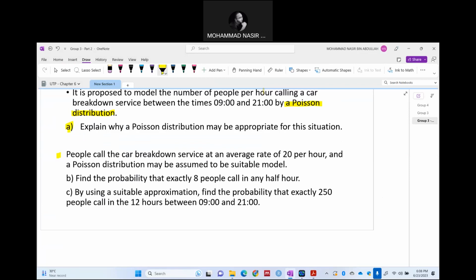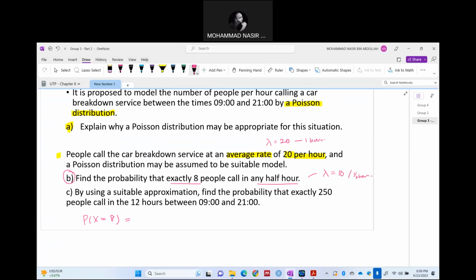So let's look at the second part. People call the car breakdown service at an average rate of 20 per hour. So 20 per hour, this is our lambda equal to 20 per hour. And Poisson distribution may be assumed to be a suitable model. We want to find the probability that exactly 8 people call in half an hour. So we want to find probability of X equal to 8. And for this condition, our lambda will be 10.